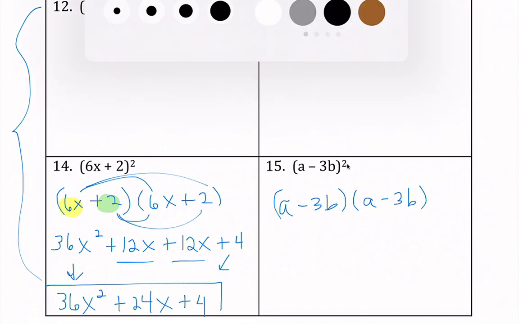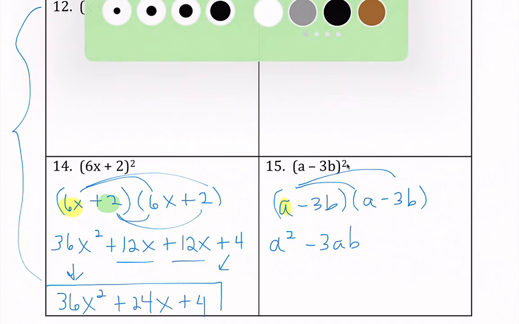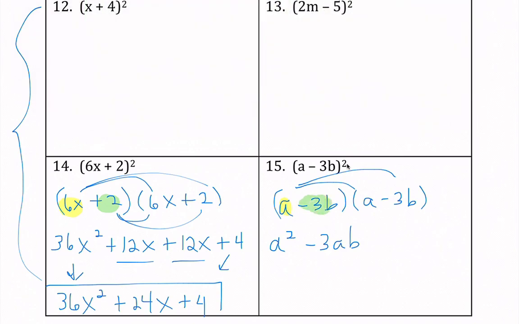So I'm going to start with this a and multiply. A times a is a squared. Then I take a times a negative 3b to get negative 3ab. So now I'm going to move on to multiply by negative 3b. Well, negative 3b times a is negative 3ab. Remember, you put your variables in alphabetical order. And then finally, negative 3b times a negative 3b. That's going to give me a positive 9b squared.